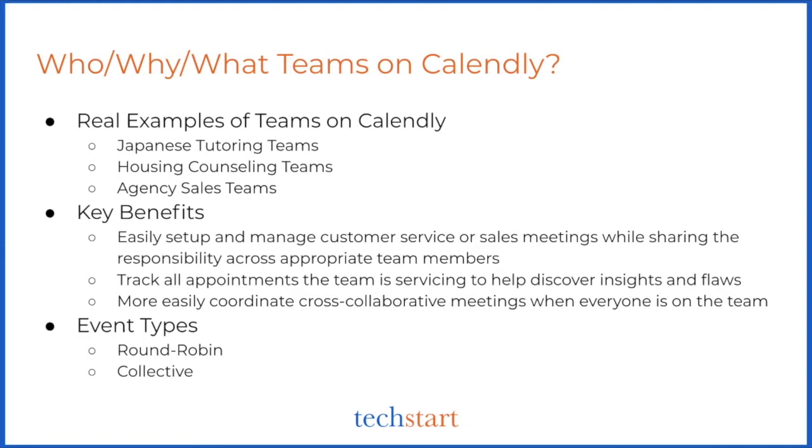The first one is a group of Japanese tutors that provide one-on-one and group tutoring sessions that are paid. The way this works is folks can book a time with the Japanese tutor for some one-on-one time, and they pay a fee. Calendly captures the payment, checks the calendars of the tutors that are part of this team, and then assigns them that session. So you can essentially build a tutoring business on Calendly.